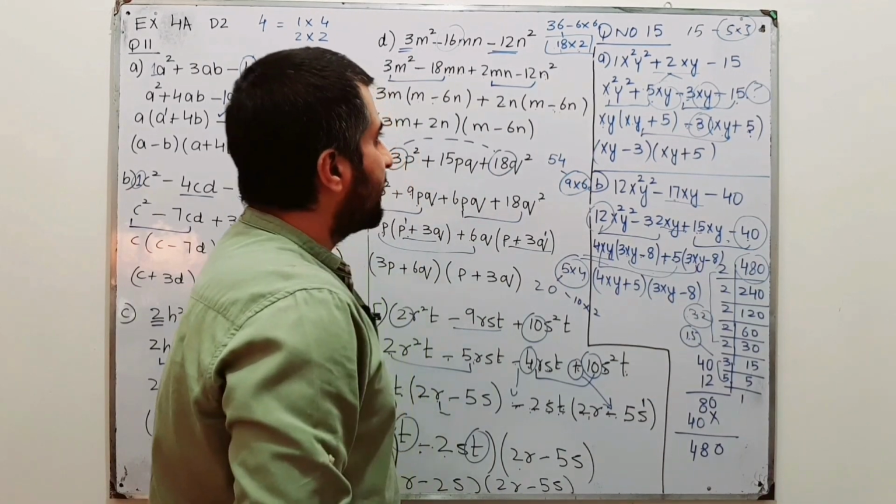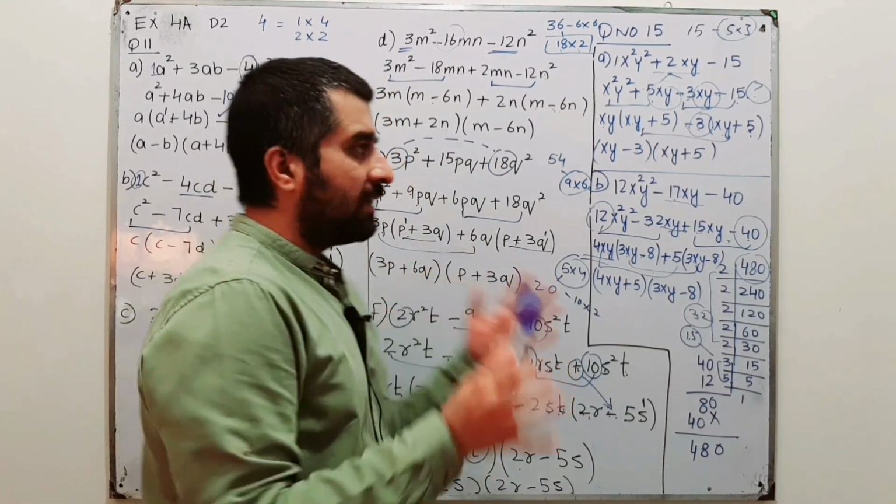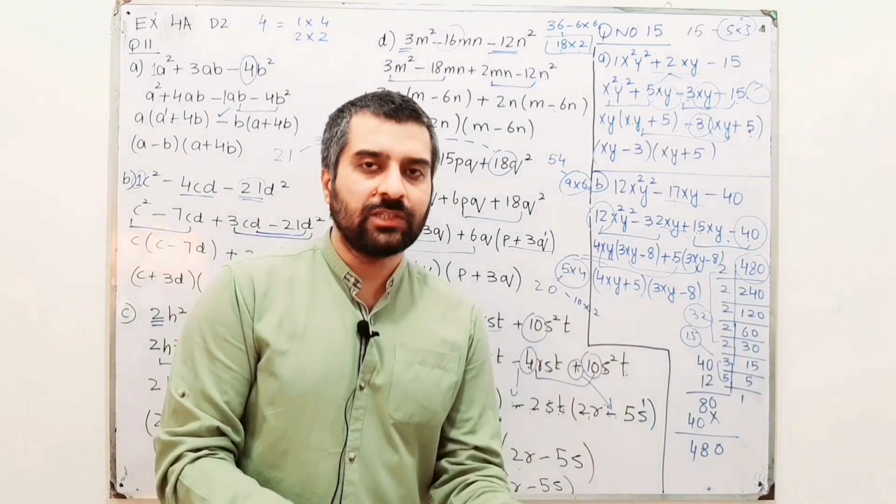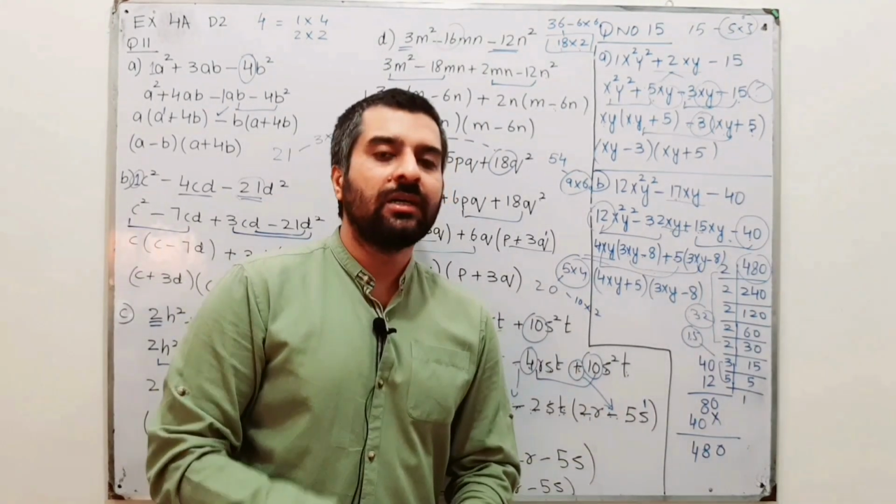So this is the factorization for question number 11 and question number 15 from exercise 4A. The rest of the parts will be uploaded in the next lesson.